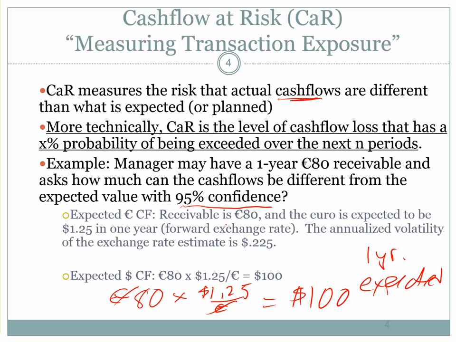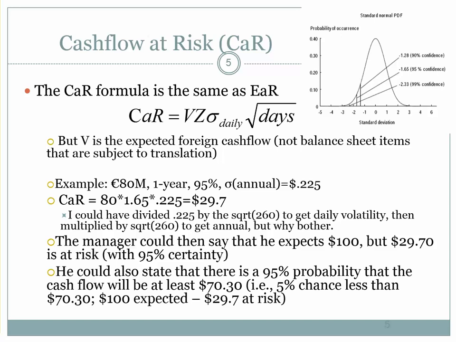So we also look for one more number. We go to Bloomberg and we find that the historical standard deviation over a period of 1 year is 22.5 cents per euro. So that would be my annualized standard deviation of the euro. So now we have an idea that the standard deviation of the euro is 22.5 cents a year, and we're expected to receive 100 dollars, or 80 euros. So now we plug in our cash flow at risk formula.